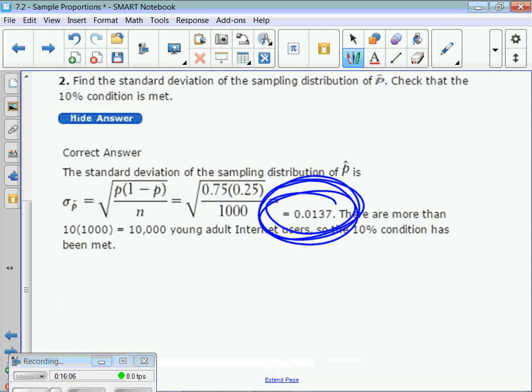What does that even mean? It's the typical distance from the mean. Our mean is 75%. We're going to typically be off by 1.4%. Okay? That's your standard deviation.